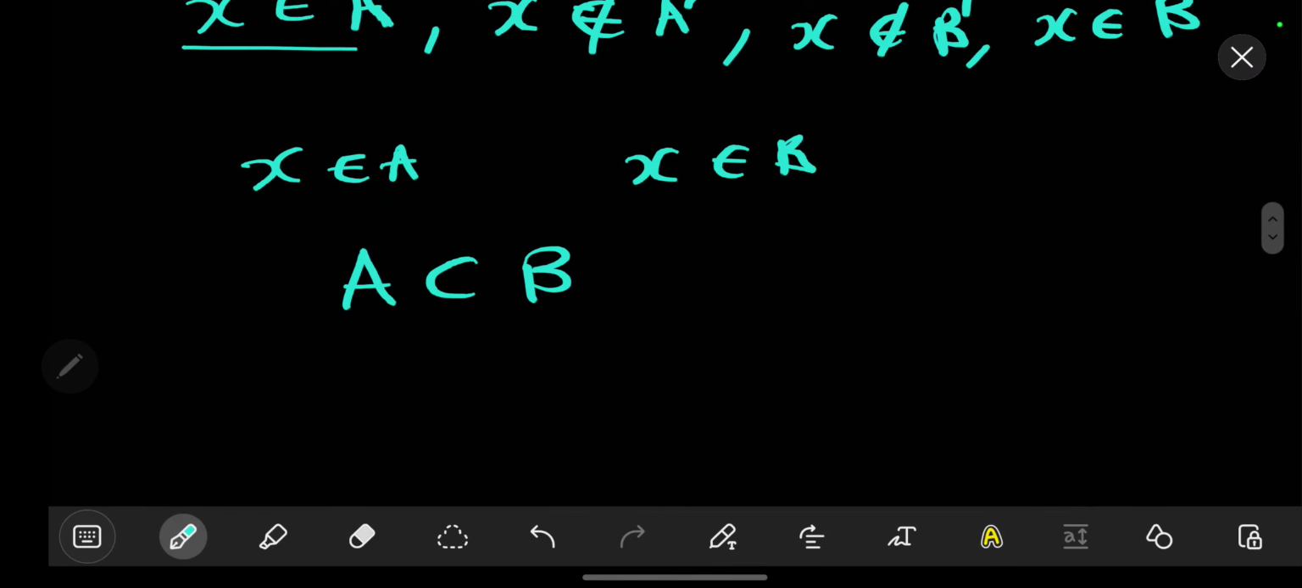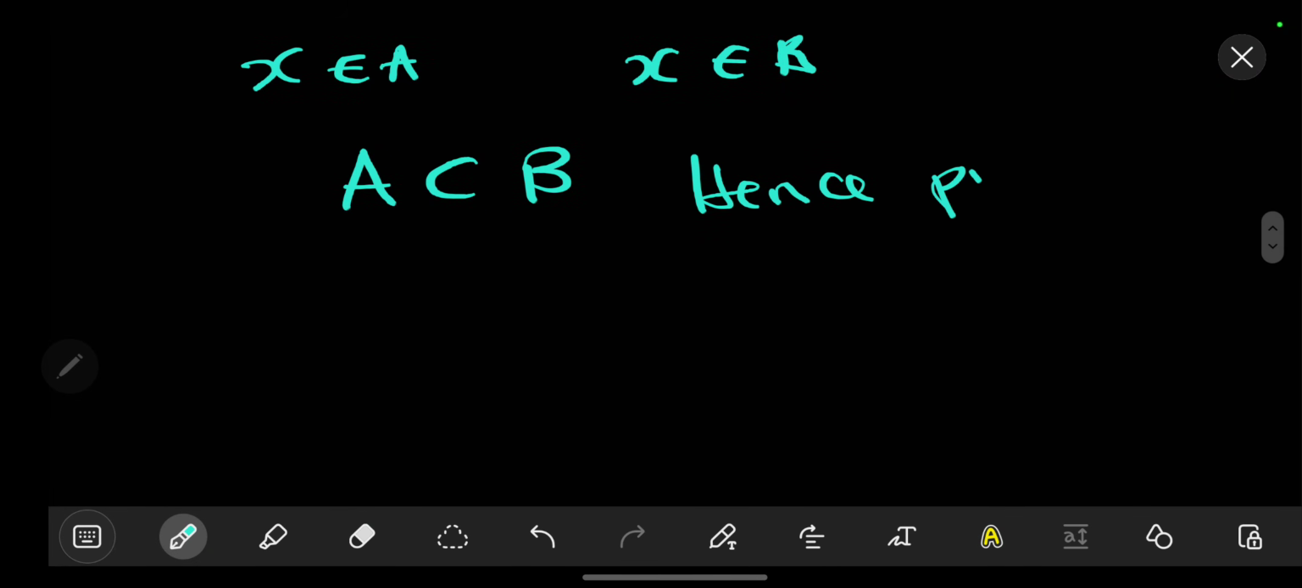So we have proved both ways, so we can say hence proved. So that is how you prove that.